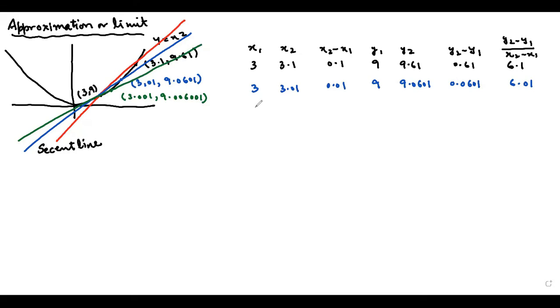Now x1 is 3, x2 is 3.001, x2 minus x1 is 0.001, y1 is 9, y2 is 9.006001, and y2 minus y1 is 0.006001, and the gradient of this green line is 6.001. Now Abir, what can you predict about the gradient of the tangent line?